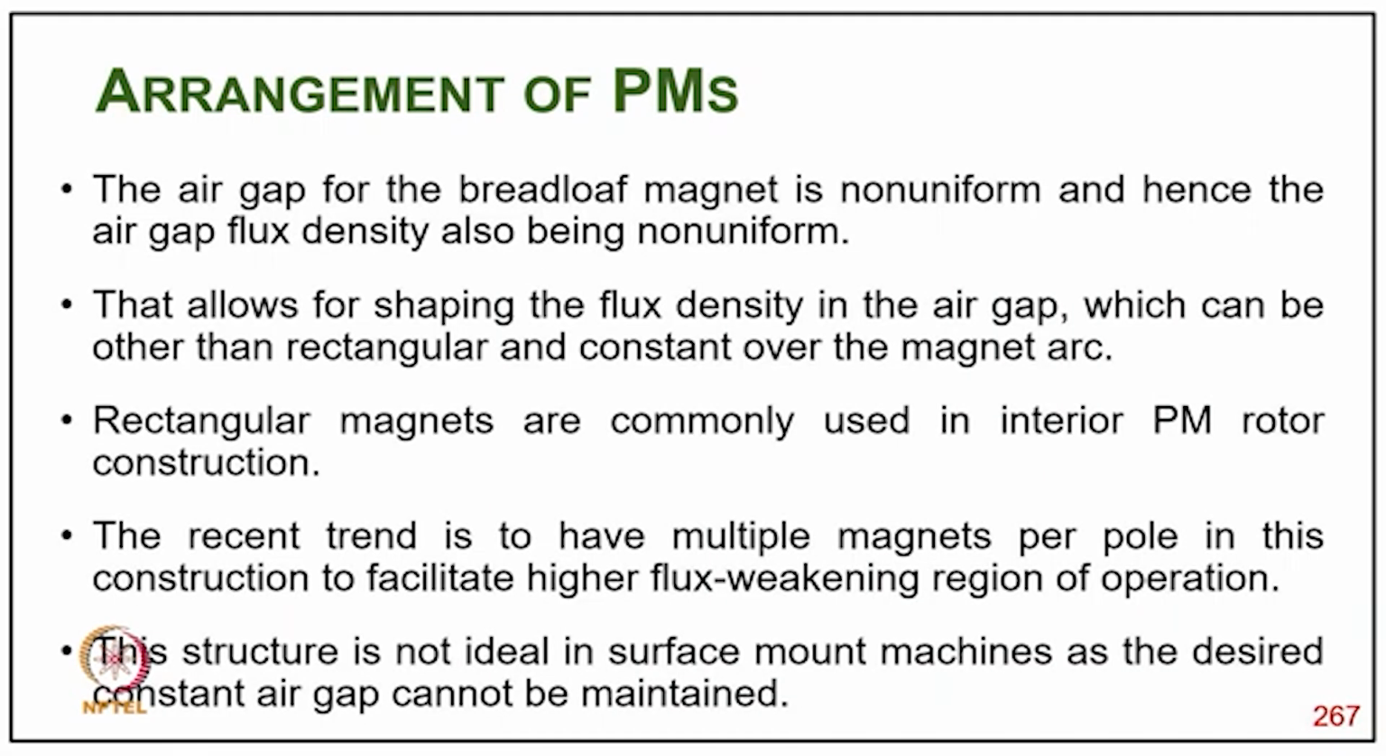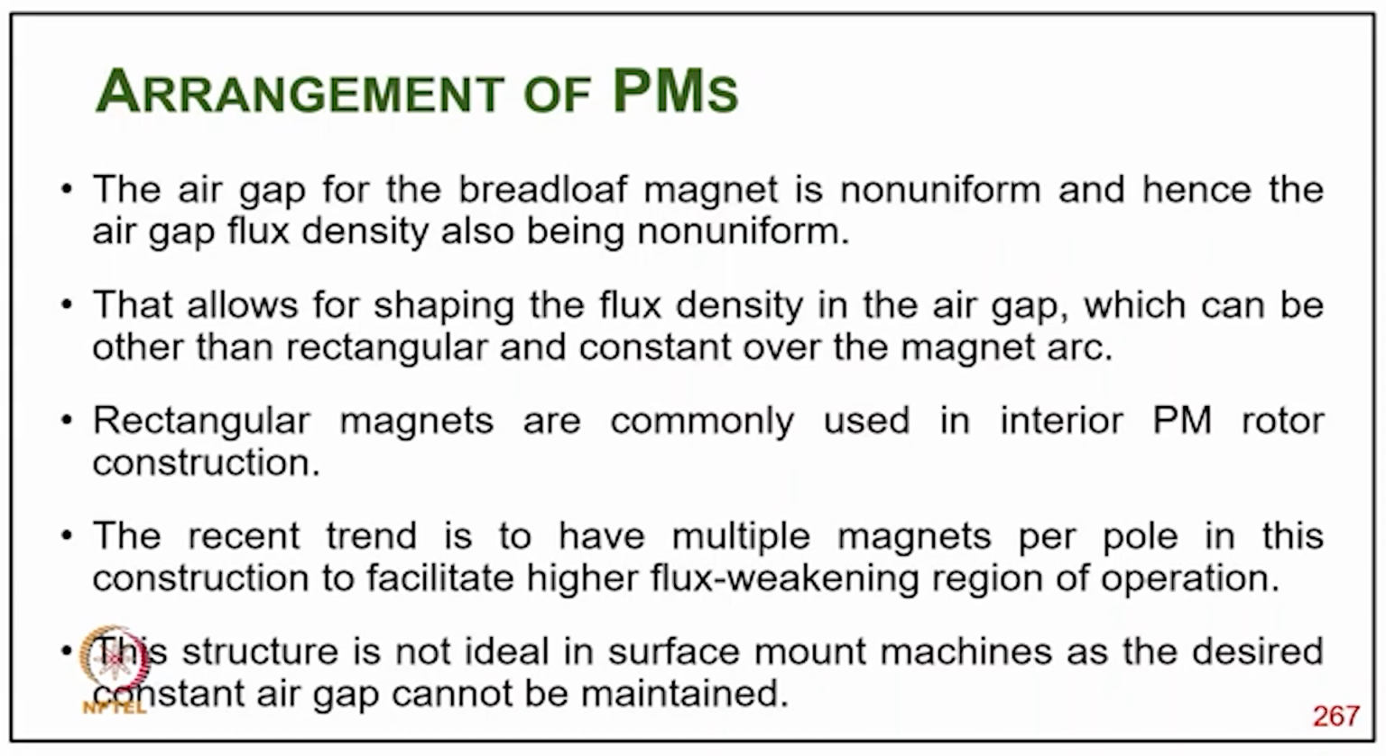Now, the air gap for the bread loaf magnet is non-uniform, and hence the air gap flux density is also non-uniform. That allows the shaping of flux density in the air gap, which can be other than rectangular and constant over the magnet arc. Rectangular magnets are commonly used in interior permanent magnet construction.